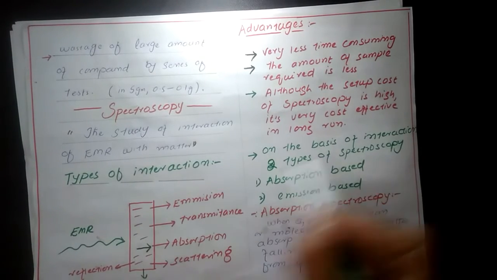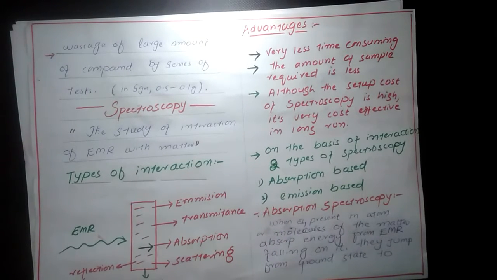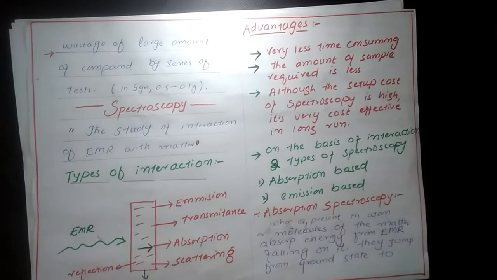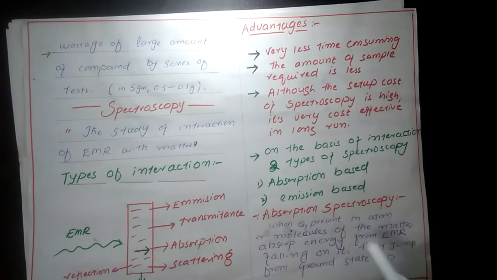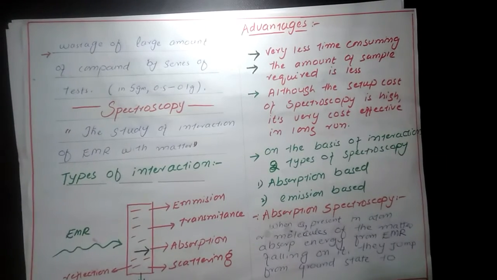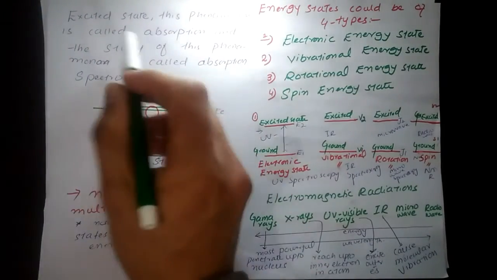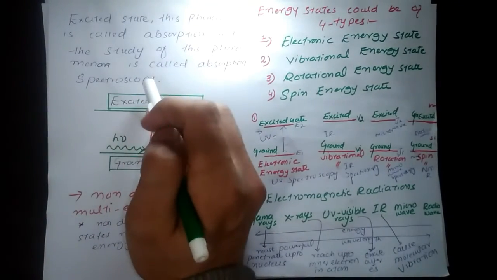So on the basis of interaction, we have two types of spectroscopy, that is absorption and emission. What is absorption spectroscopy? Electrons present in an atom or molecule of the matter absorb energy from electromagnetic radiation falling on it, right? So they jump from the ground state to the excited state. This phenomenon is called absorption, and the study of this phenomenon is called absorption spectroscopy.